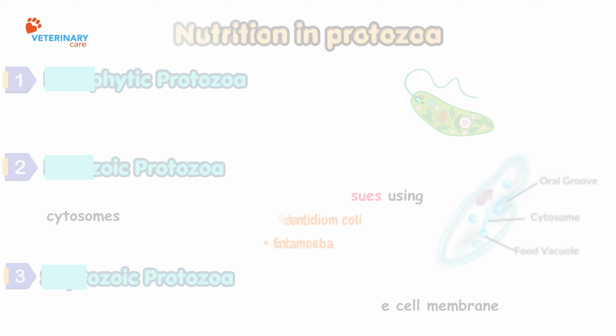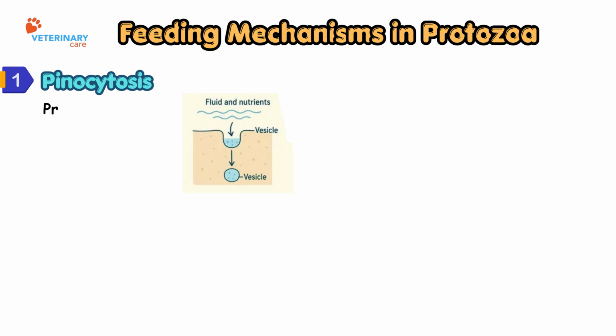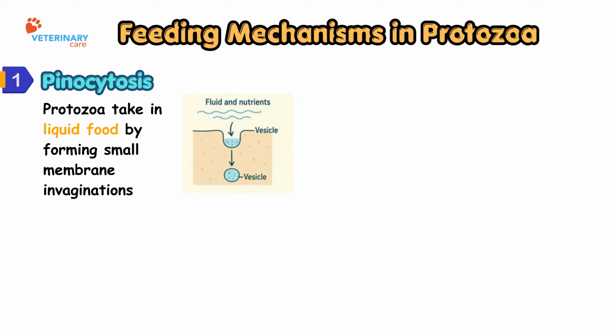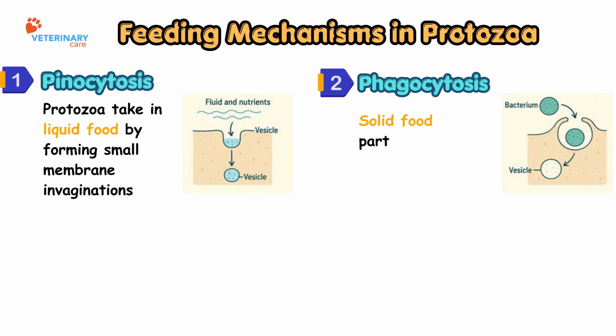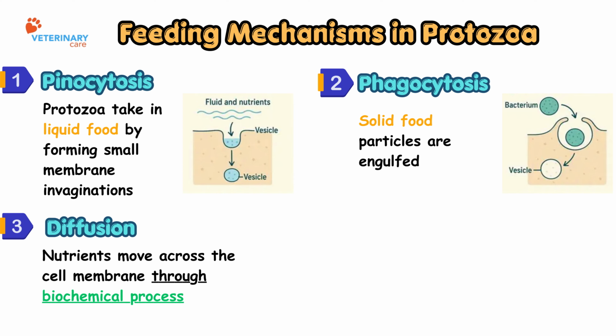Now let us understand the feeding mechanisms in protozoa. The first mechanism is pinocytosis, where protozoa take in liquid food by forming small membrane invaginations. The second is phagocytosis, where solid food particles are engulfed. The third mechanism is diffusion, where nutrients move across the cell membrane through biochemical processes.